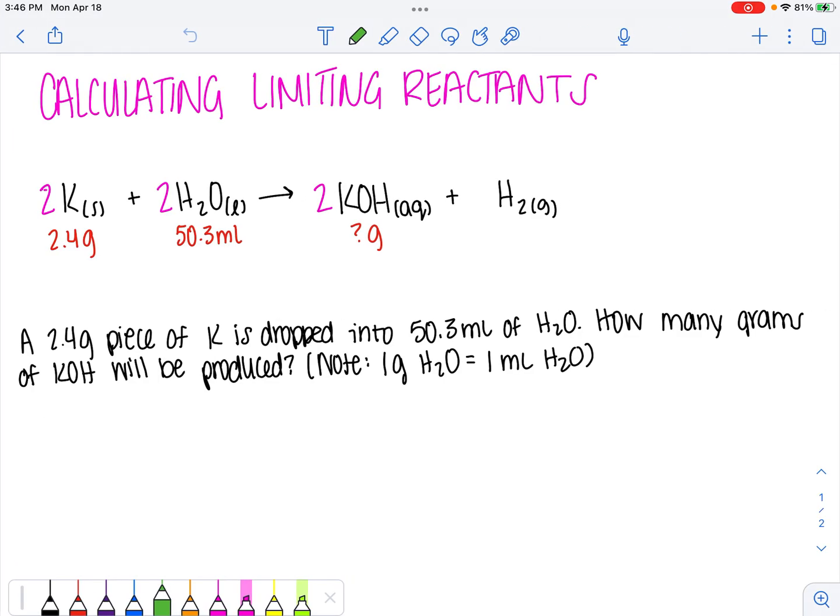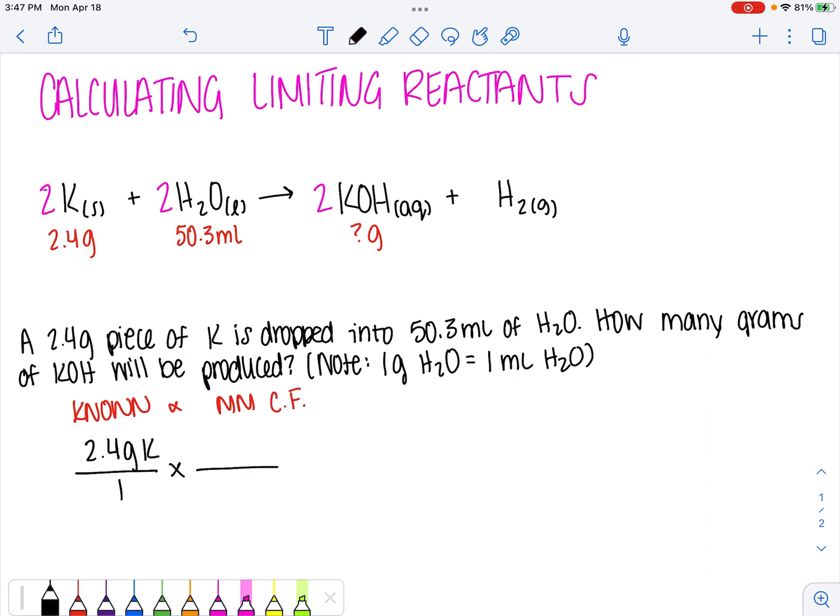So if we have a 2.4 gram piece of potassium, that's going to start out as our first known factor. So we're going to start out with our known here, 2.4 grams of potassium, and we put it as a fraction over 1 just to help us organize our process here. And we need to multiply this by our first conversion factor, which we decided was the molar mass conversion factor.